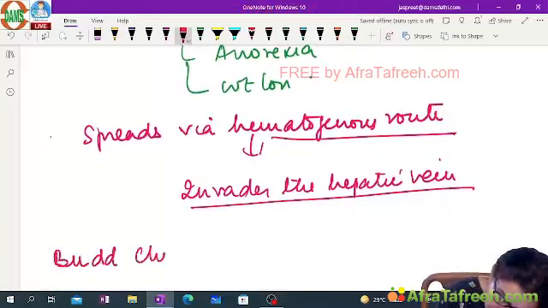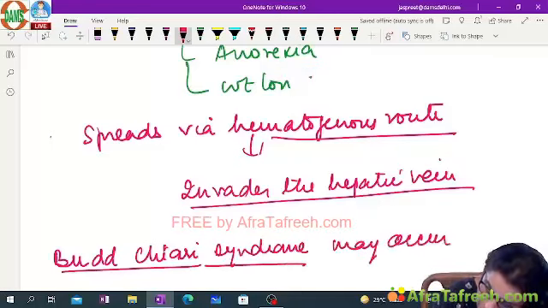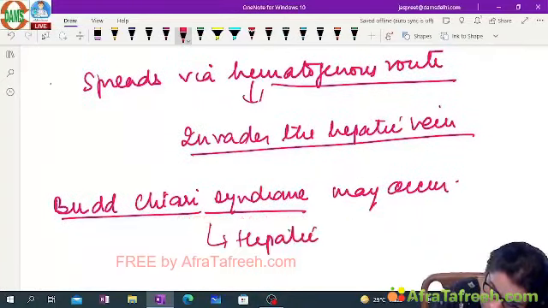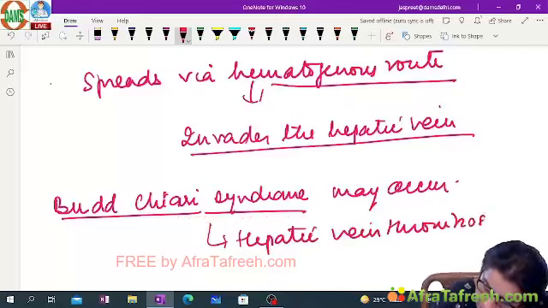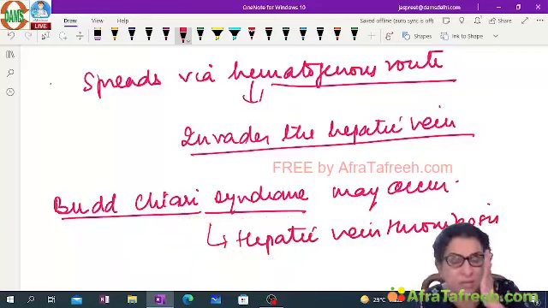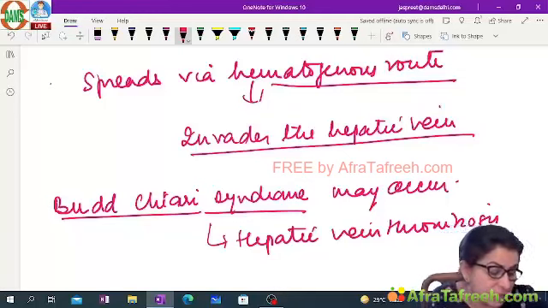So Budd-Chiari, C-H-I-A-R-I, Budd-Chiari syndrome may occur. What is Budd-Chiari? Budd-Chiari is hepatic vein thrombosis. So patients with hepatocellular carcinoma can have thrombosis of the hepatic vein. So that is called as Budd-Chiari syndrome.